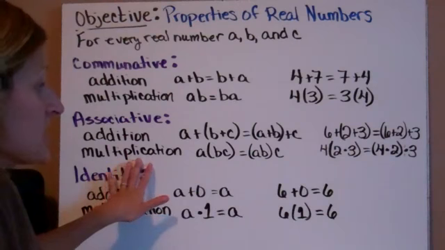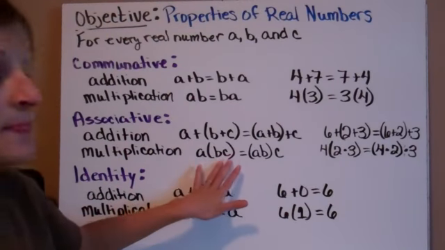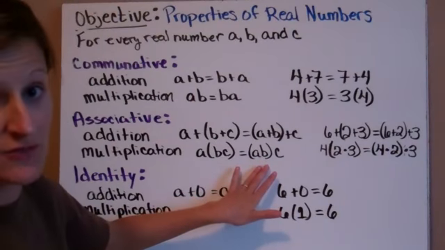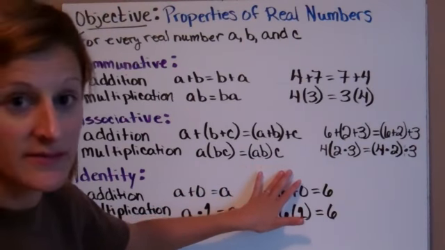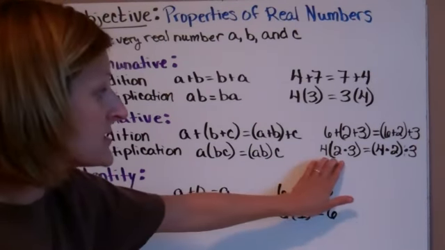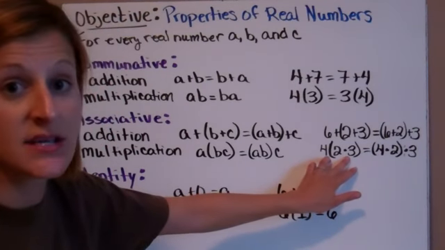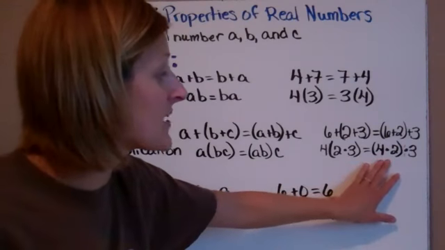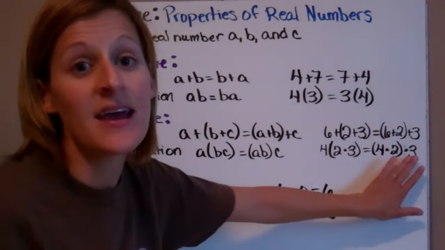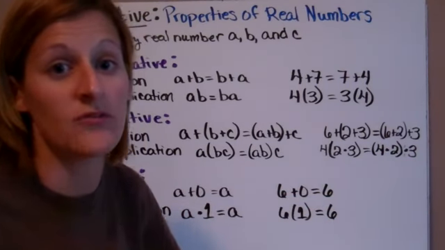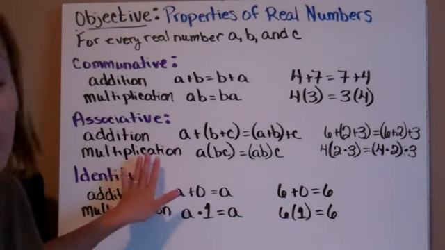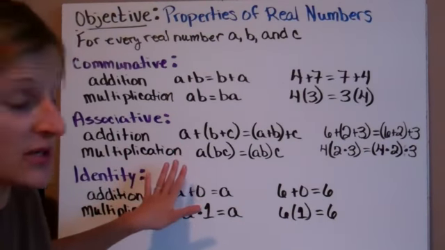Now multiplication is the same. If you do A times the quantity of B times C, it is the same thing as if you do A times B, then times C. So here, you get 2 times 3, which is 6, in parentheses, times 4, that's 24, which is the same thing as 4 times 2, which is 8, times 3, and that's still 24. It doesn't matter where those parentheses are, and both of those are associative properties.